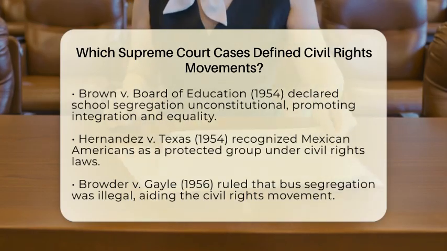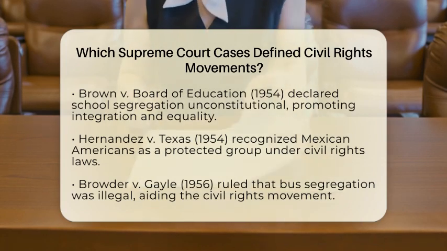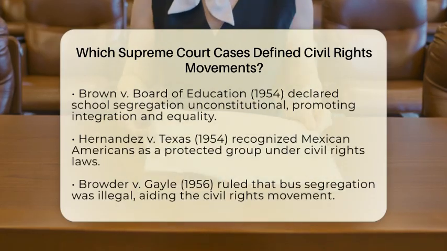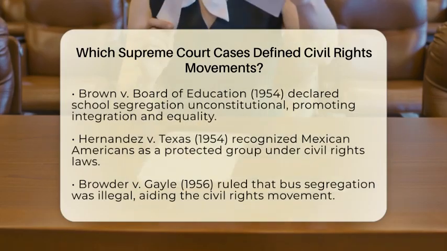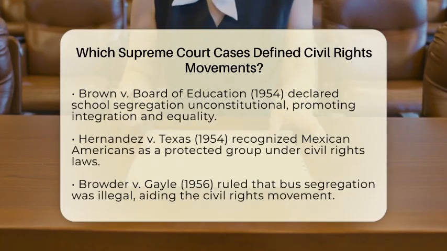In 1954, Brown v. Board of Education changed everything. The court said that separating children in public schools was unconstitutional because separate educational facilities are inherently unequal. This ruling helped end school segregation and inspired other civil rights efforts across the country. It was a big win for fairness and equality.